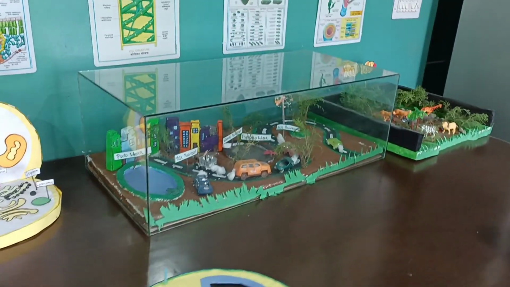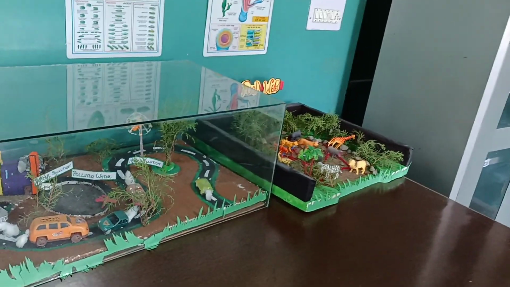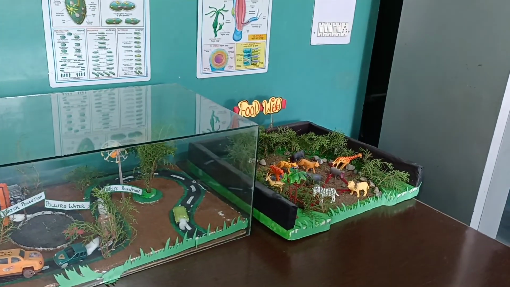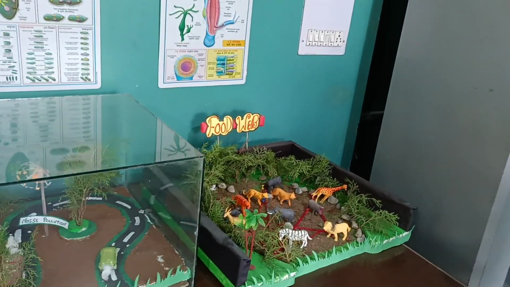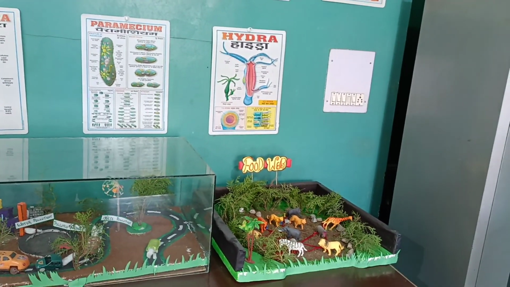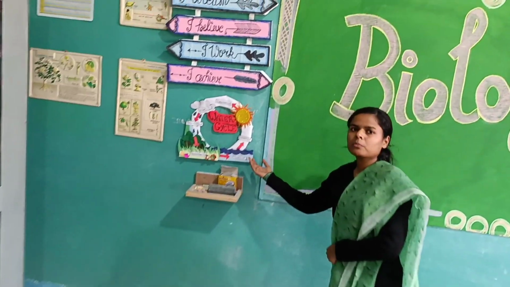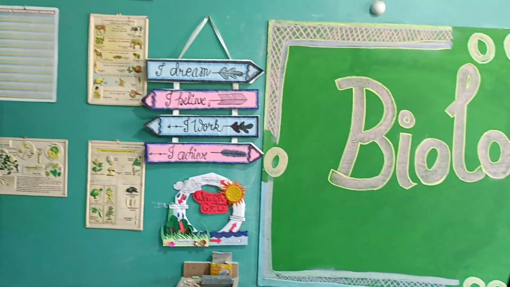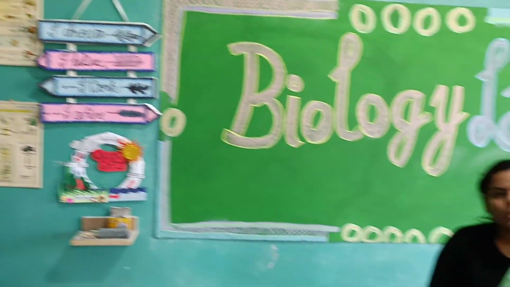This model represents pollution, its types and how it affects our environment. And next, here I have a model of a food web which shows the food web along with the organisms present in it. And here I have a water cycle model and a motivational quote to motivate my students from time to time.